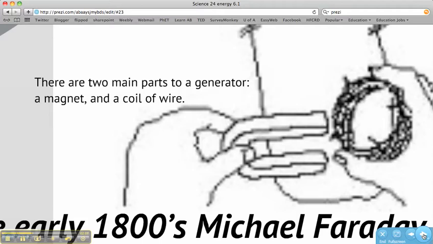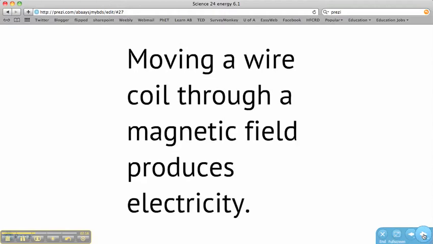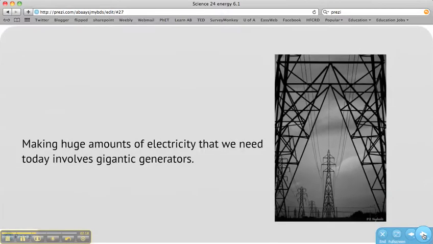So as you can see there, the dude's holding a magnet and he's also holding that coil of wire. Moving a coil through a magnetic field produces the electricity. Making the huge amounts of electricity that we need today involves gigantic generators. So if one of these generators goes down, that's usually when we get things like rolling blackouts.